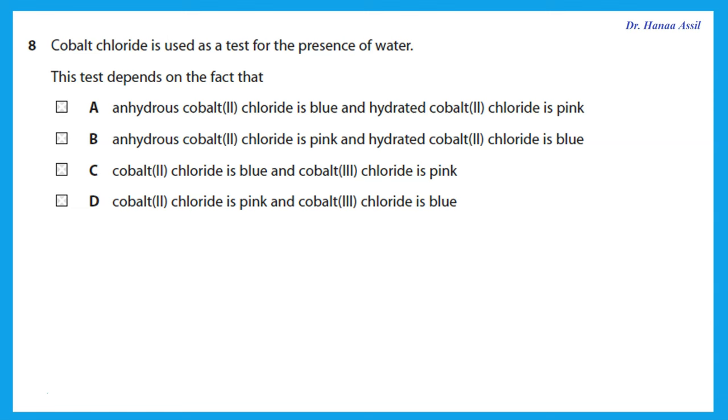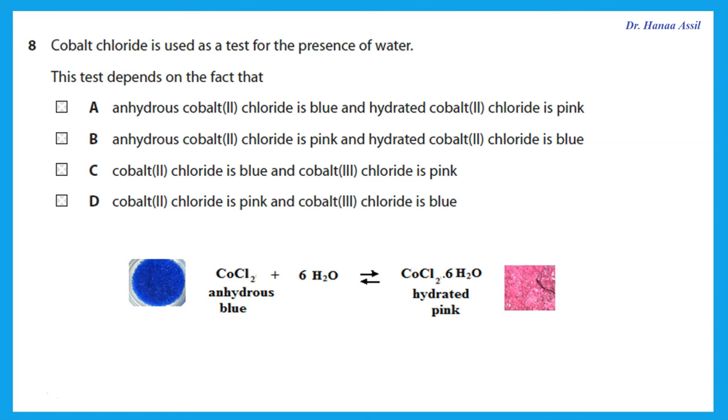Cobalt chloride is used as a test for the presence of water. This test depends on the fact that what? When we talk about test for water, we said we use anhydrous cobalt chloride. It turns from blue to pink. So the anhydrous is blue, the hydrated is pink.